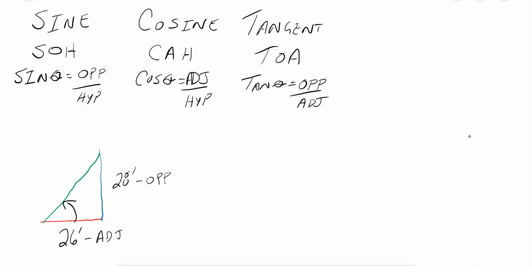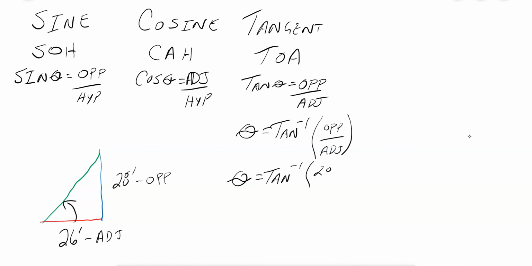So I have tangent of theta equals opposite over adjacent, but we're trying to get our angle theta by itself, so we'll transpose that. We'll end up with theta equals the inverse tan. The opposite of tan is the inverse tan, and it is the second function tan on your calculator, equals opposite over adjacent. Punch some numbers in there: 28 divided by 26. I want to make sure to put our brackets in our calculator.